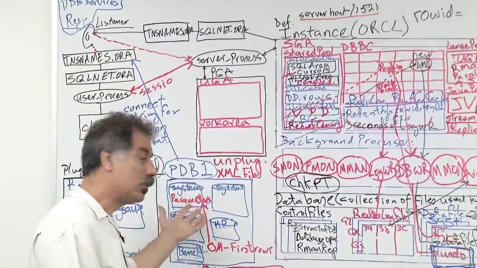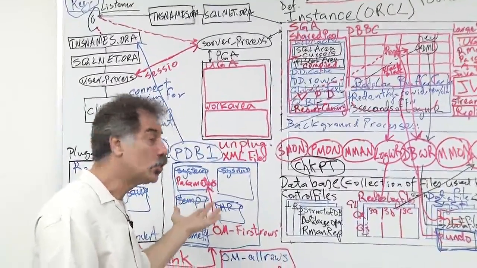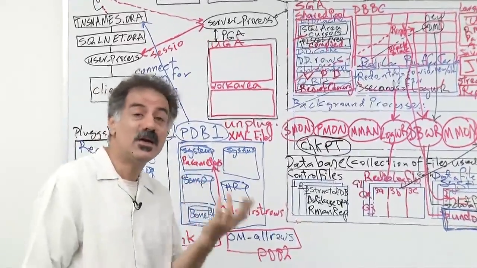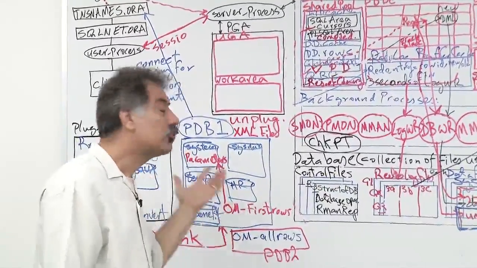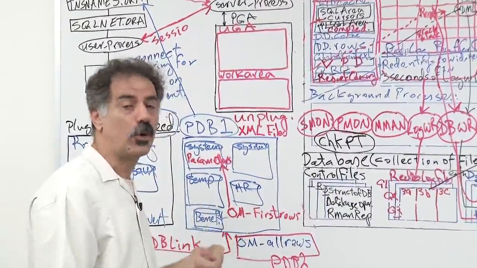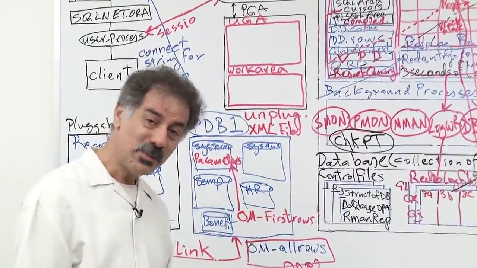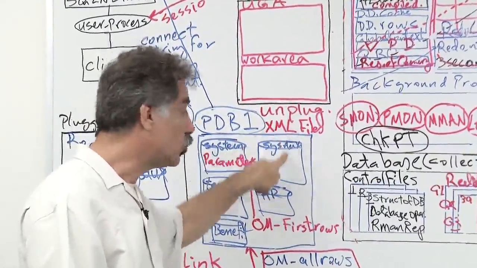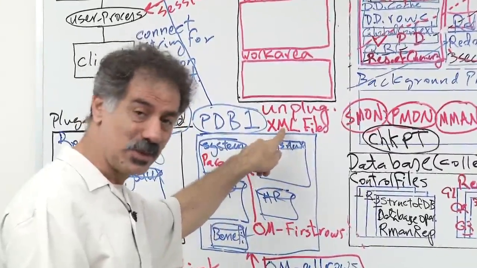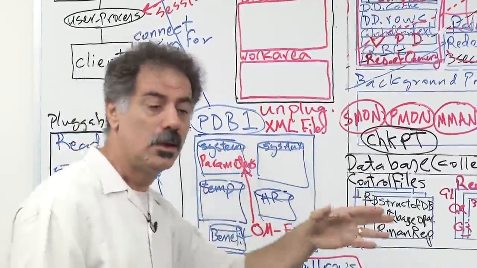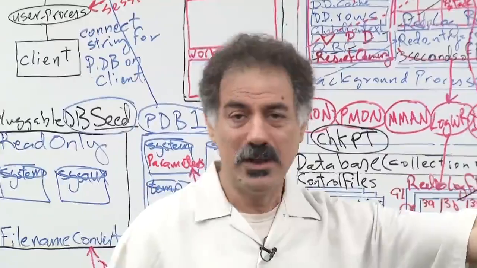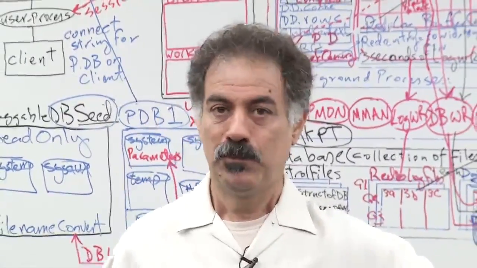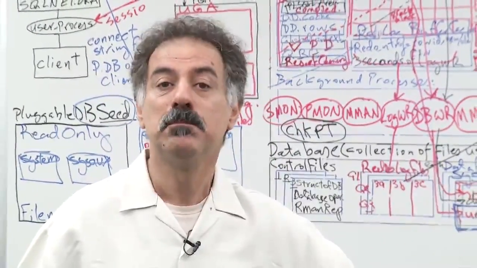Now, when you unplug a pluggable database, you're actually creating a duplicate of it. You do not actually remove it. Therefore, if I want to create a test environment, all I've got to do is unplug this, meaning create a duplicate of it within that XML specification, and then go to my test container and plug it in. Now I've got the full test environment.